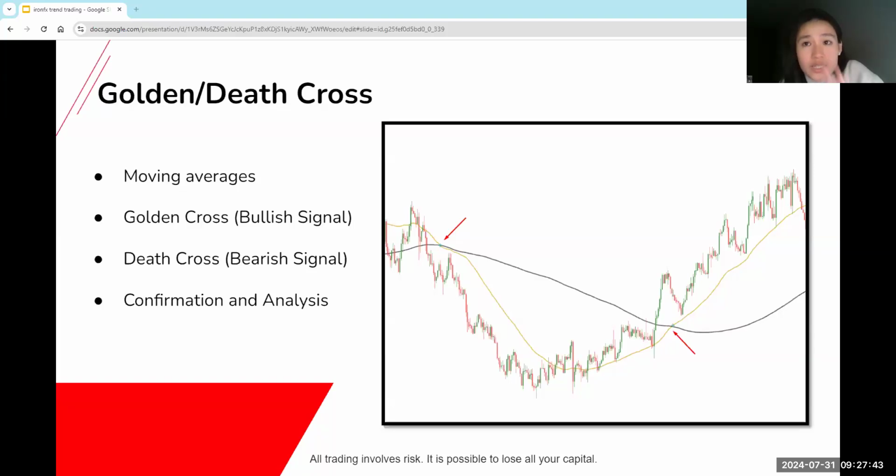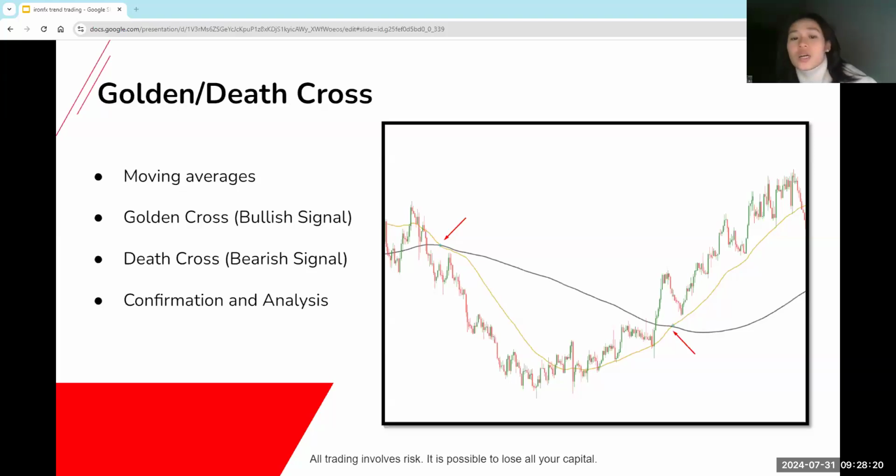Okay, so here's how the strategy works. It's pretty much the same way as the previous slide. We're using, of course, moving averages. We're looking at the golden cross, which is your bullish signal. The death cross is your bearish signal. Your confirmation occurs when your shorter term moving average and your longer term moving average cross over one another. As you can see from the picture, that's where we highlighted those levels with the arrow.